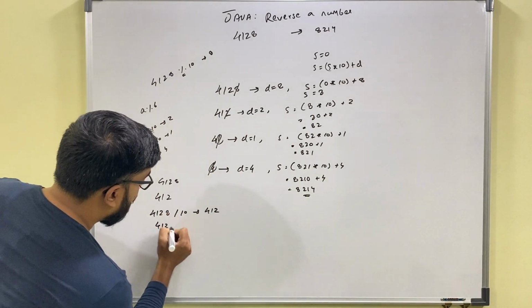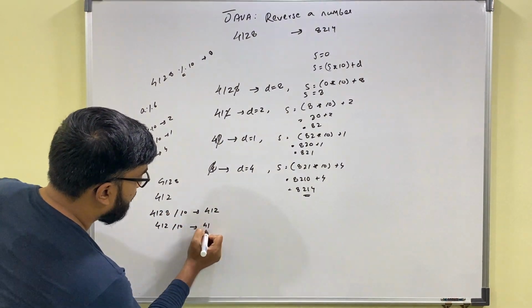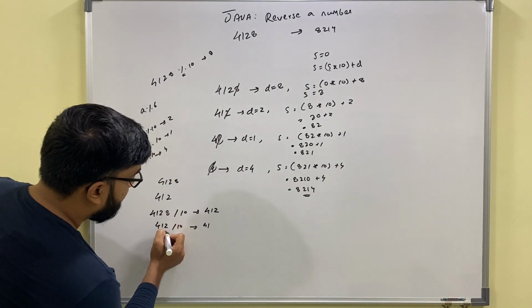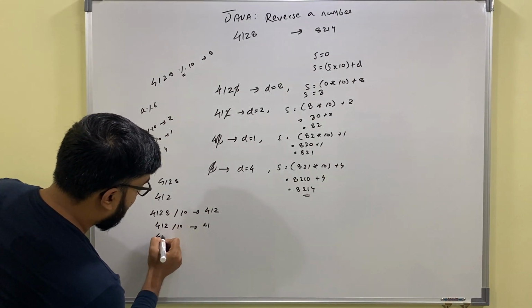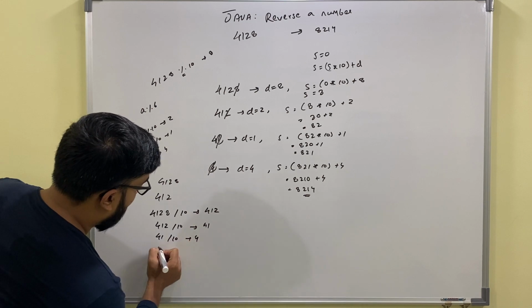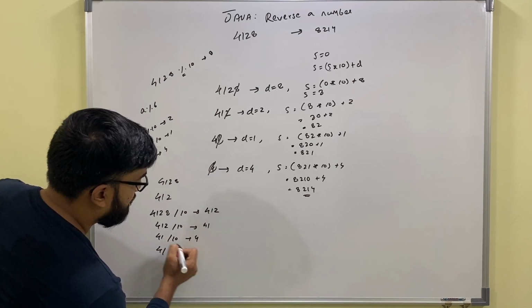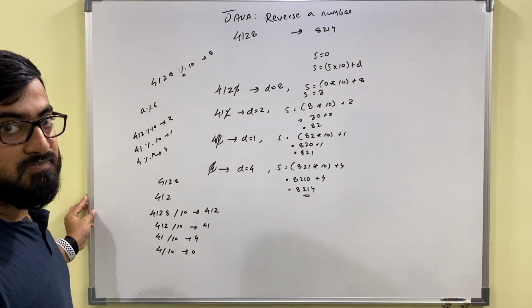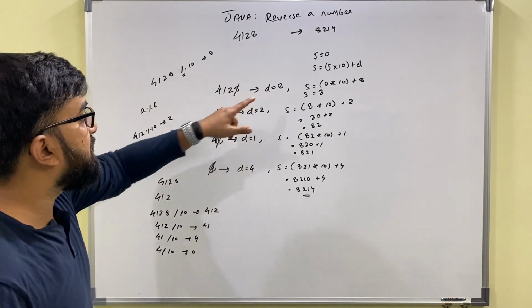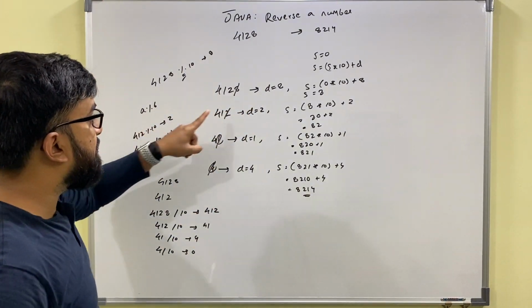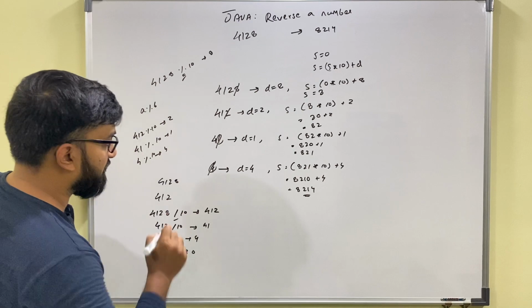Similarly, 412 integer division by 10 is going to give you 41. You miss out on the remainder. This 2 is removed. 41 by 10 will give you 4 and 4 by 10 will give you 0. Alright, so we were able to get this digit using this. We were able to remove the last digit using this.